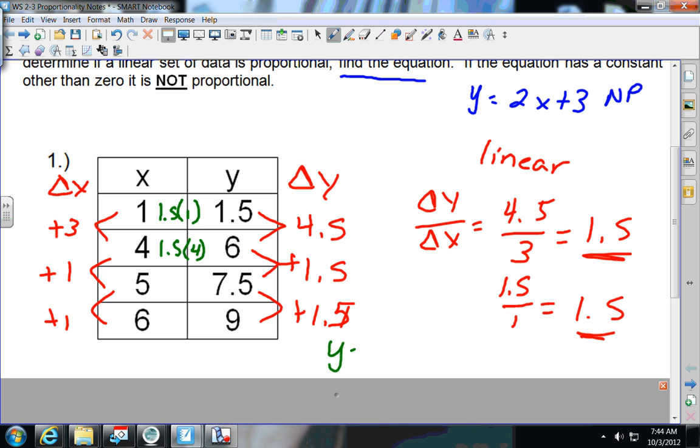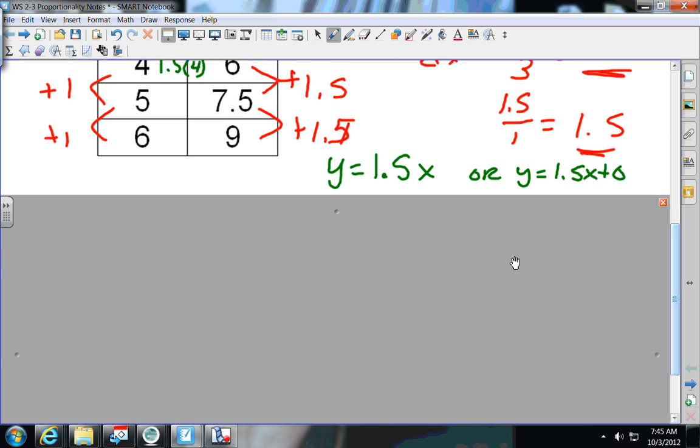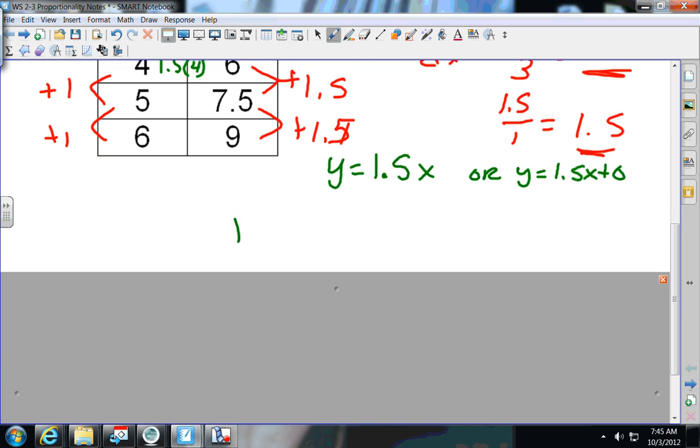My equation is y equals 1.5x, or y equals 1.5x plus 0. Since it has the plus 0, then guess what? It's proportional. Okay.